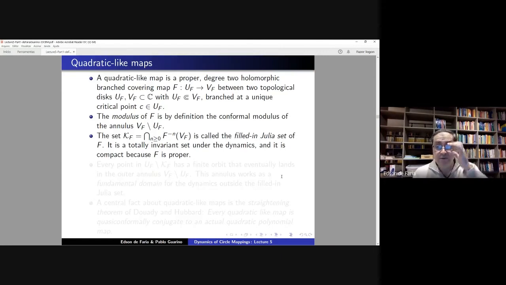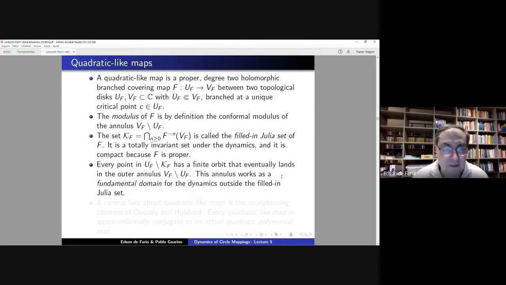And the reason why the filled-in Julia set is compact, even though we are taking pre-images of things which are open, right? We're taking pre-images under a holomorphic map of an open set. You get open set, open set, open set. But the intersection is a compact set. And the reason is because the map is proper. Okay? Just think about it for a moment. It's a little exercise. So now every point which is outside this filled-in Julia set eventually escapes from the domain. Okay? It lands in V_F outside U_F, and then you cannot iterate anymore. So another way of defining the filled-in Julia set in this case is to say all points that you can iterate forever.